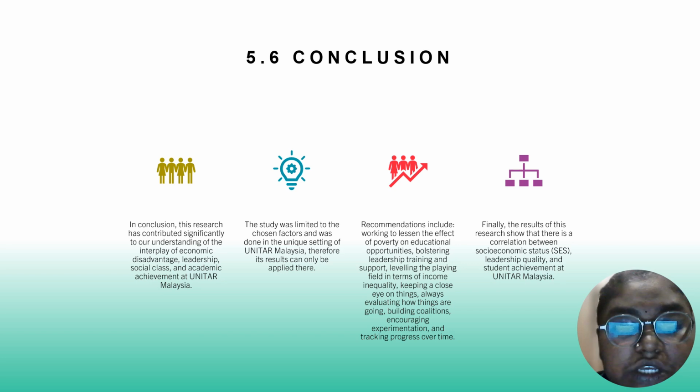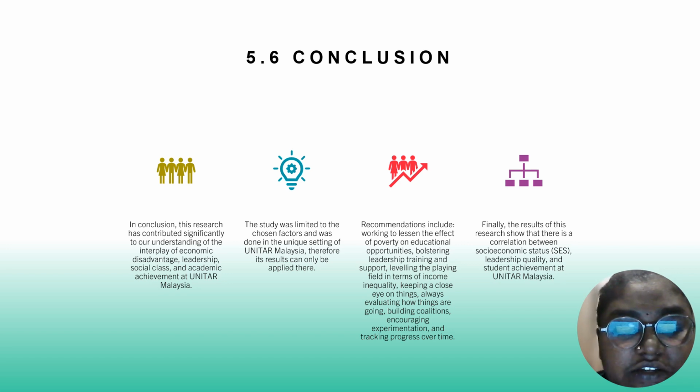Recommendations included working to lessen the effect of poverty on educational opportunity, strengthening leadership training and support, leveling the playing field in terms of income inequality, keeping a close eye on things, always evaluating how things are going, building collaboration, encouraging experimentation, and tracking progress over time. These suggestions can help UNITAR and other schools like it improve the quality of education. They provide and increase the likelihood of their students' academic achievement.